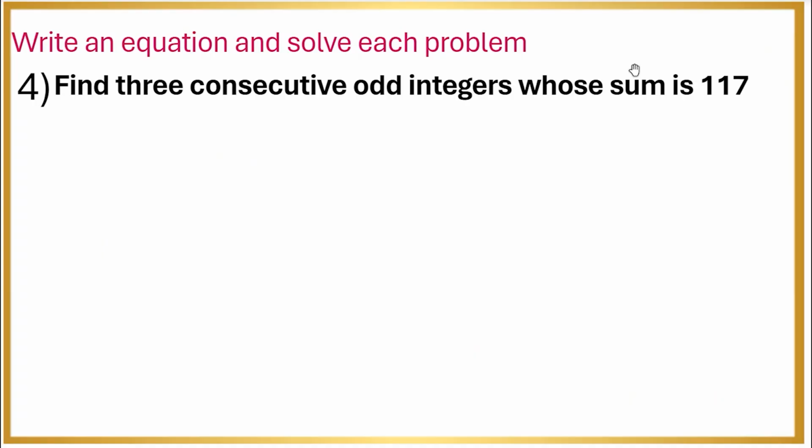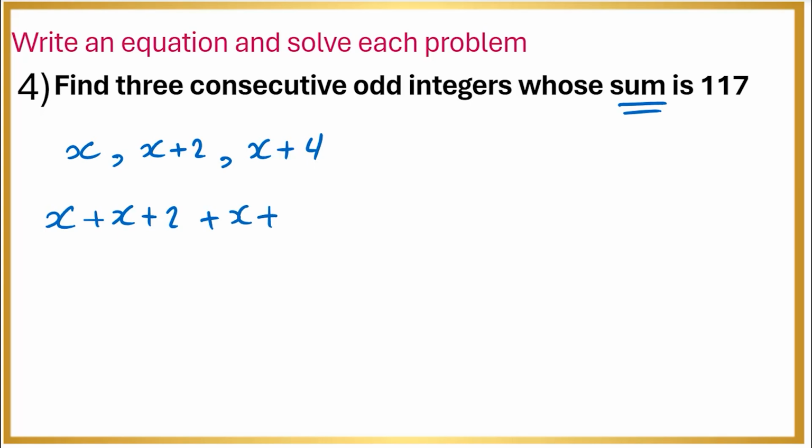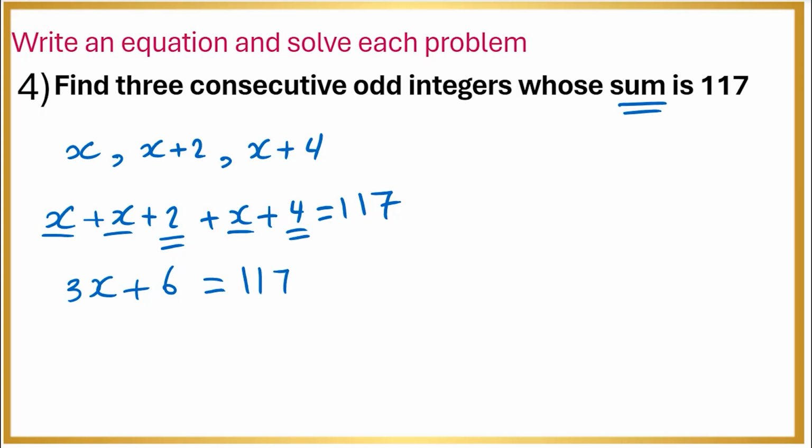Another question, find three consecutive odd integers. Okay, let the first one be x, the second one x plus 2, the third one x plus 4. Now he said their sum is 117: x plus x plus 2 plus x plus 4 equals 117. Now we need to collect all x's together because they are like terms. x's will be 3x. And collect the whole numbers together. 2 plus 4 will be plus 6. On the other side, we have 117.